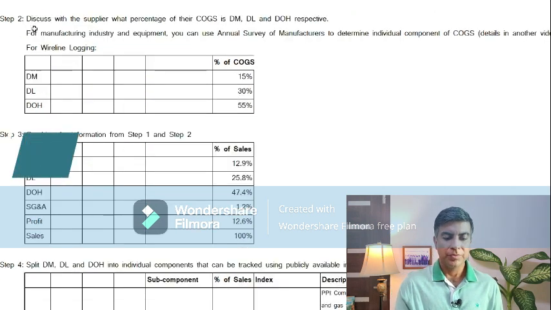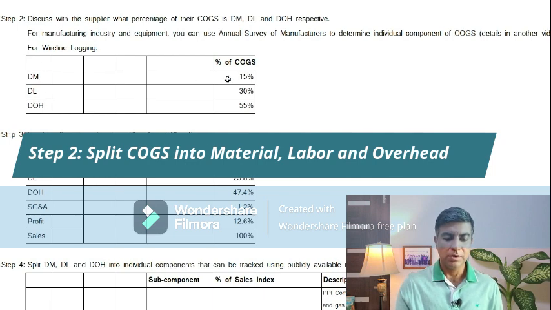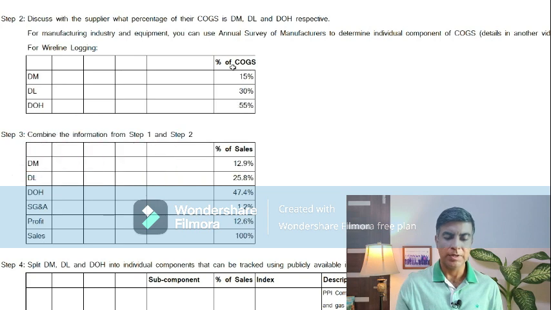Step number 2. In step number 2, you will split COGS into direct material, direct labor and direct overhead. In other words, you have to determine the weight of direct material, direct labor and direct overhead respectively. This you can do in 2 ways.